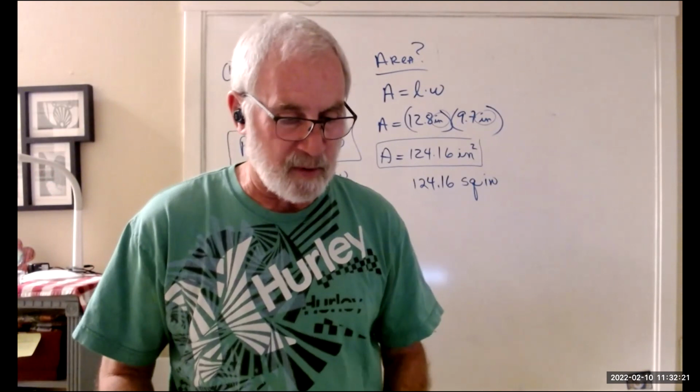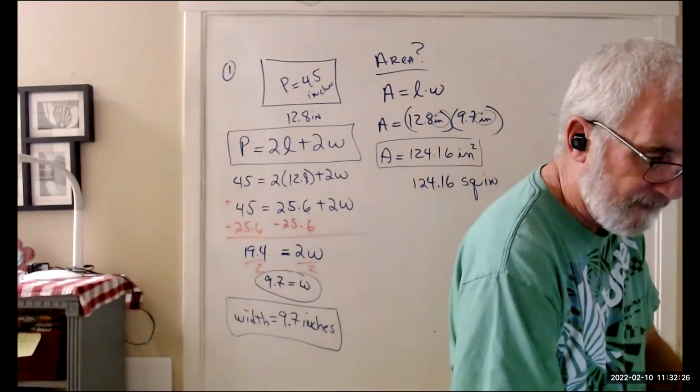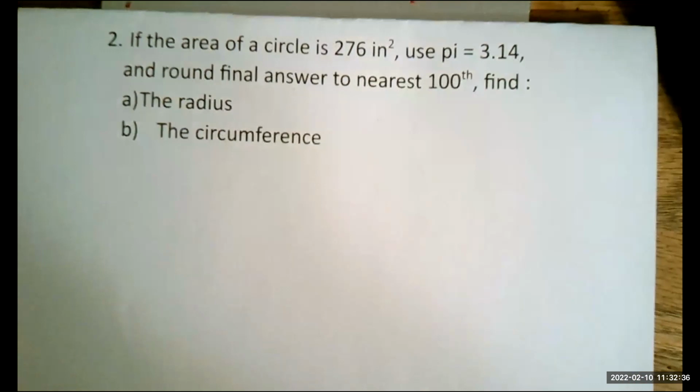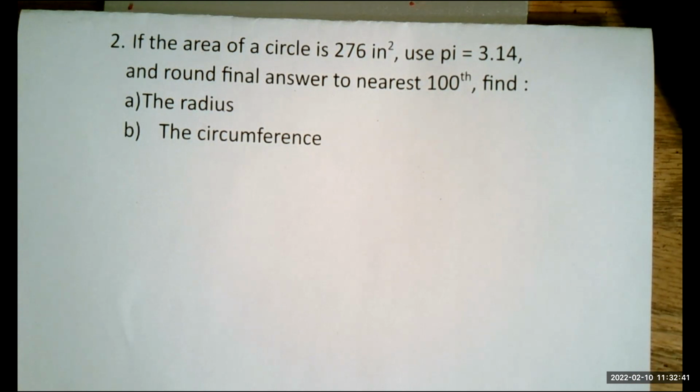All right, let's shift to the next problem here. If you don't have it, take a second to copy that down and think about what formulas you are going to need, what formulas we are going to pull out of memory to use here. The area of a circle is 276 inches squared. Use pi equals 3.14. Round your final answer to the nearest hundredth. Find the radius. Find the circumference.